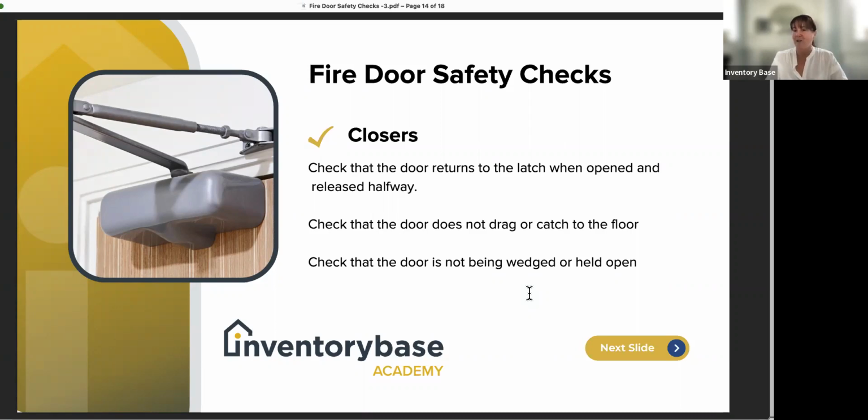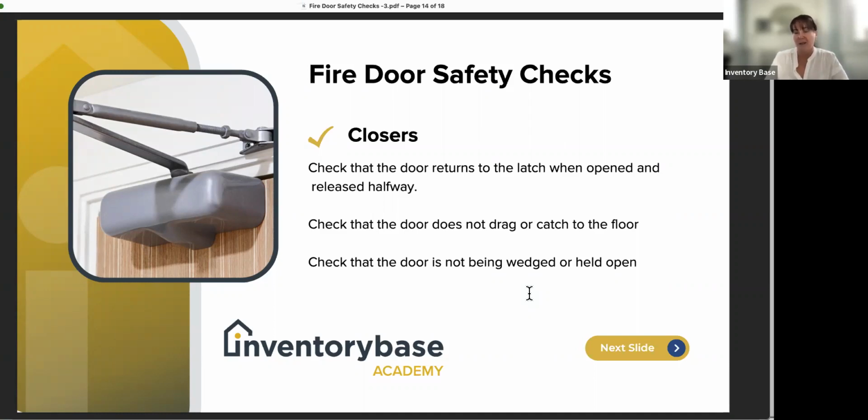And also check that it's not wedged or held open. Often, I personally see when I've gone to such buildings that these types of doors are actually held open via fire extinguishers, door wedges, or similar. So they need to be removed. The client, the responsible person, needs to be informed so that they can also educate the tenants to make sure that they understand the reason why the door should be closed.